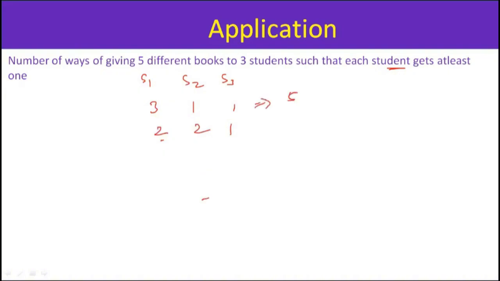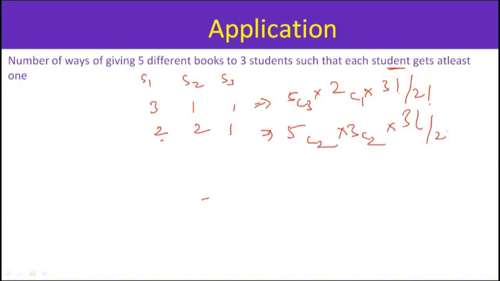Permutation combination all allowed. 5 books, 5C3, 2 books from the remaining into 2C1, into arrange it, 3 factorial by 2 factorial number of ways. Similarly, 5C2 into 3C2 into 3 factorial by 2 factorial number of ways. And solve it, you will get 150 as the answer. Very simple.